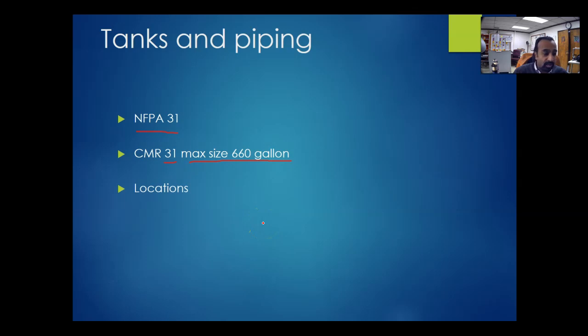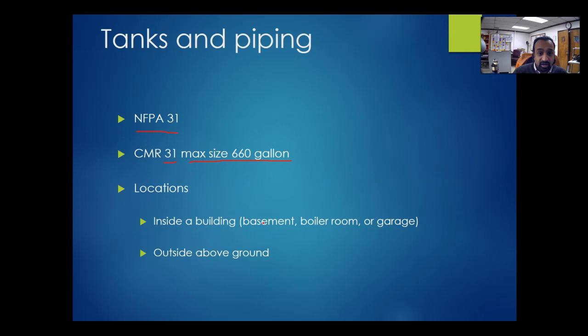Locations can be inside, it could be outside. There are different codes for each one of those. Inside a building, it could be in a basement, boiler room, or a garage. There are special installation techniques for each one of these. It could be outside above ground or outside below ground. There are codes for that as well. Underground is more expensive, of course. It requires different kinds of installation procedures, and it has to be insulated, of course, and there are regulations for the distance that you should be aware of. Why? In case you work for a place where they want you to fill oil, you have to know these regulations so you can determine if this is per code or not.